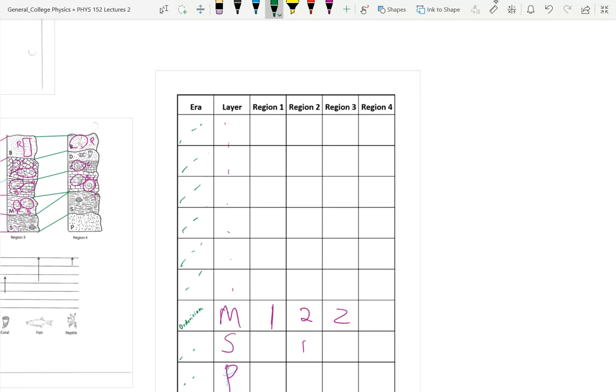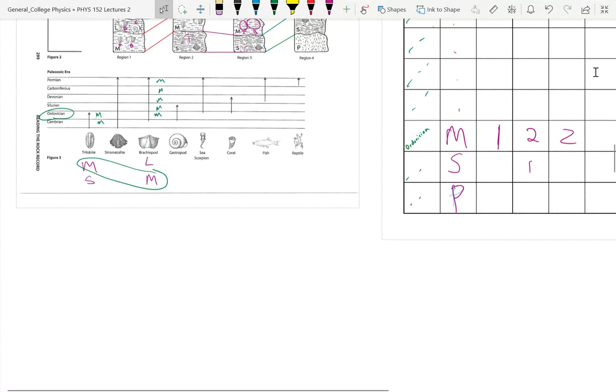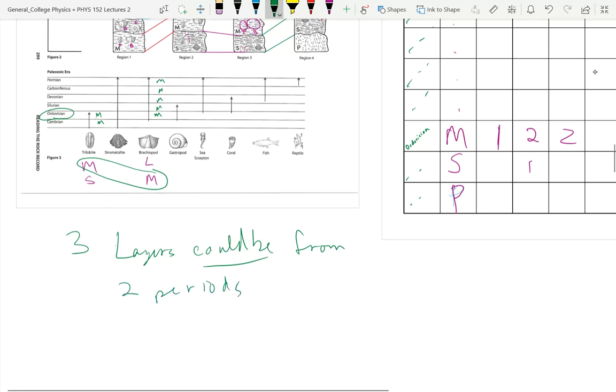There are also three layers that could be from two periods. That is, it could be from, for instance, there's one that could be Silurian or Ordovician. And so in the case where it could be in more than one, look for exclusionary fossils, fossils that aren't there that could be there.